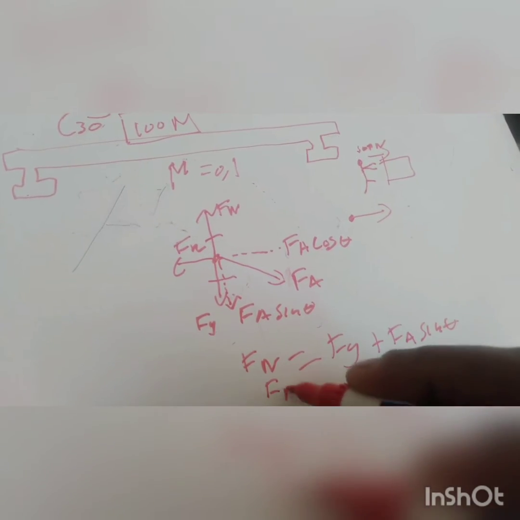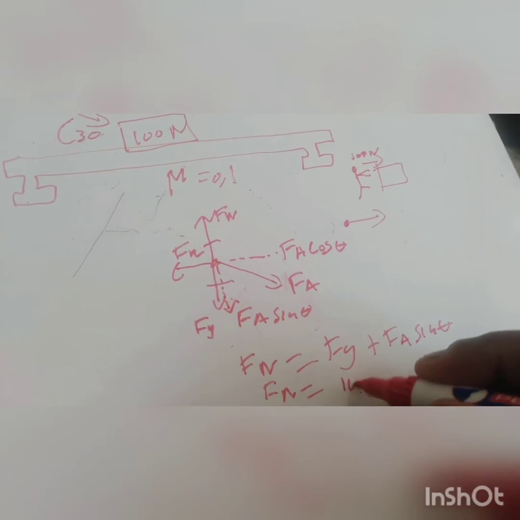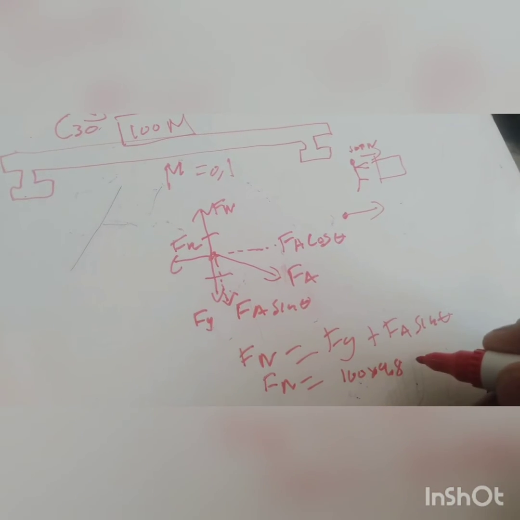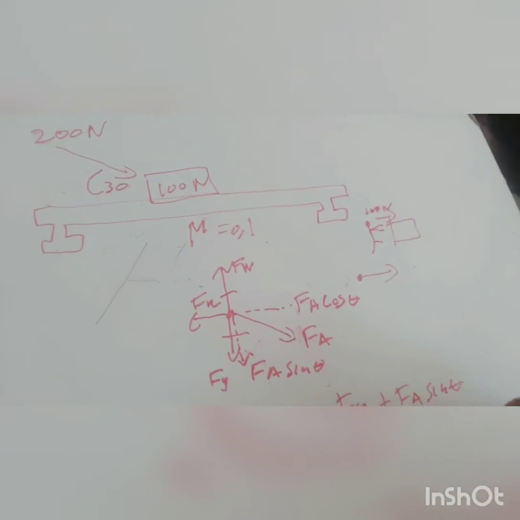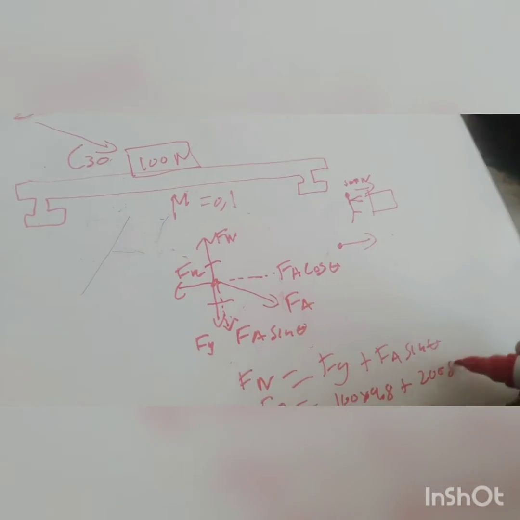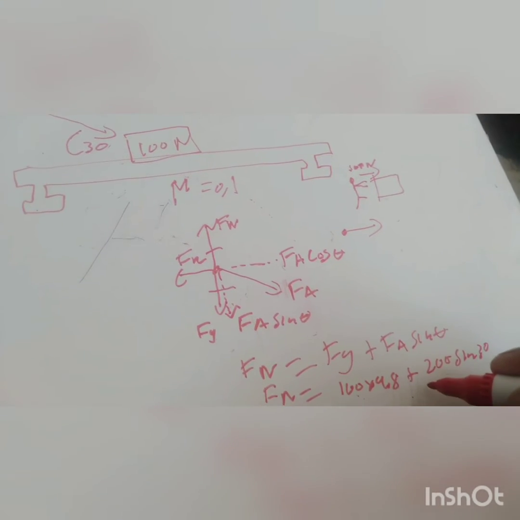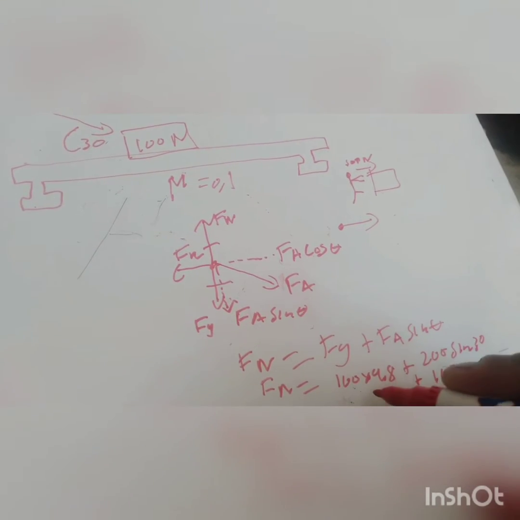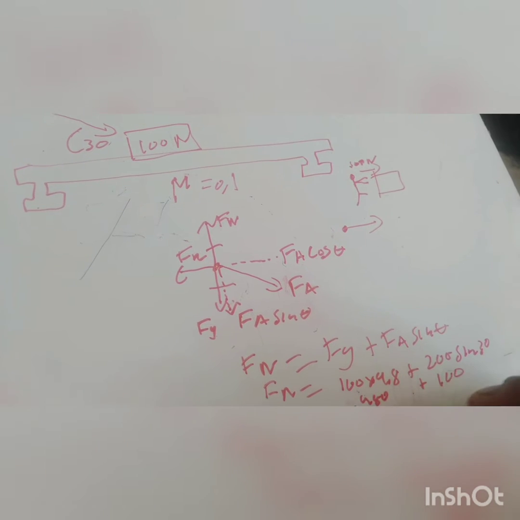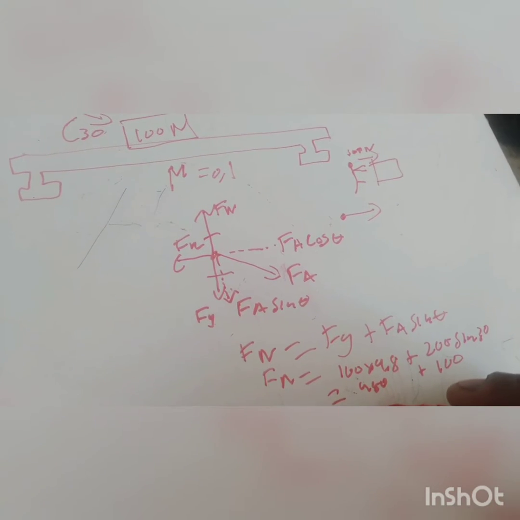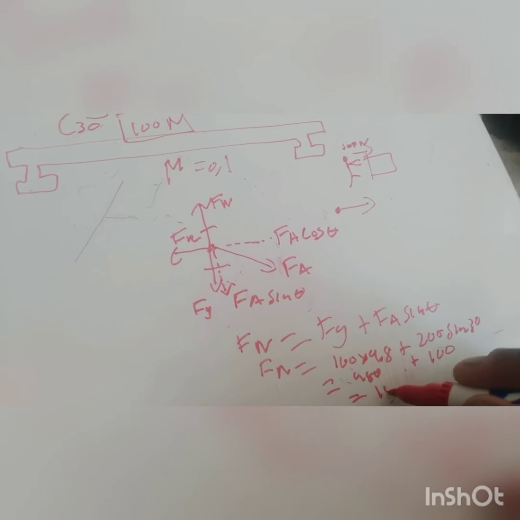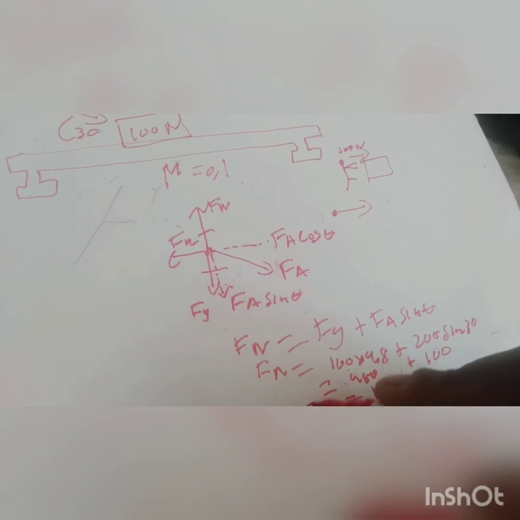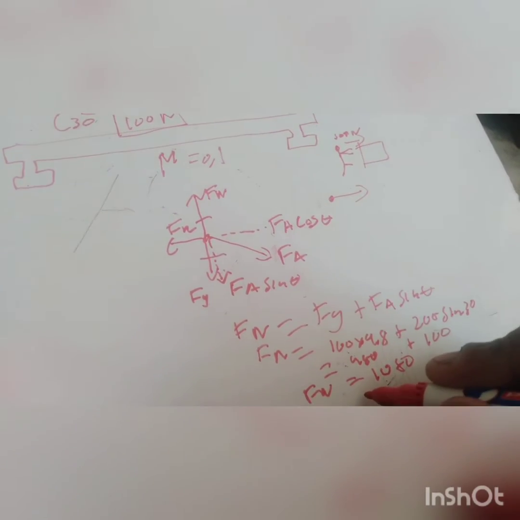So the normal force is equal to our Fg, which is 100 times 9.8. And our force applied is 200, so 200 times sine 30. 200 times sine 30 is 100, and this gives you 980. So if you add both of these together, the answer will just be 1080. That's our normal force. Then we can easily find the frictional force.